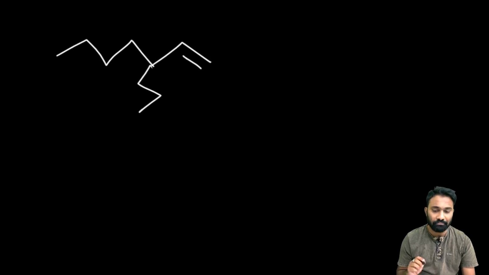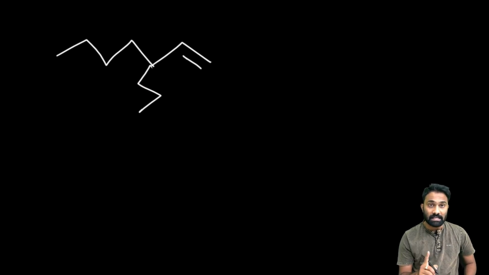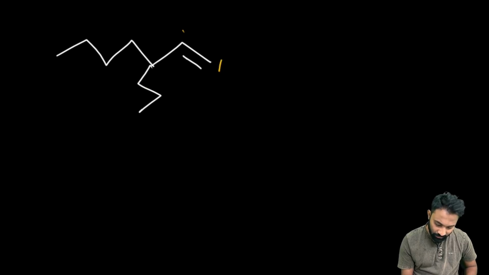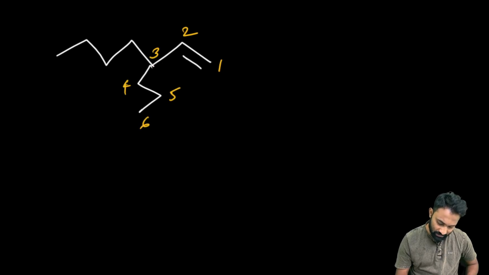Whatever rules we have studied, based on these rules, now we'll do some questions. Okay, this is one question we have given. Now here what we have to see: first, the maximum number should be given to the double bond. So the numbering will be 1 and 2, and here it will be 3, going on to 4, 5, 6.